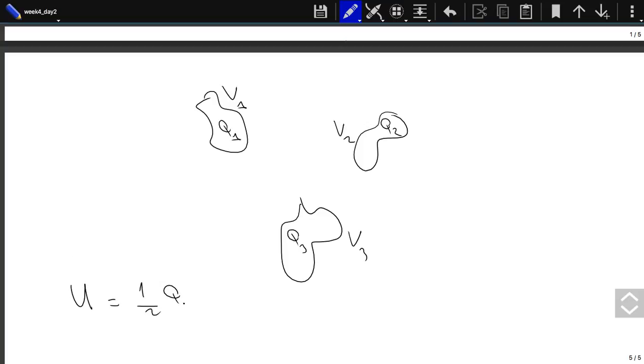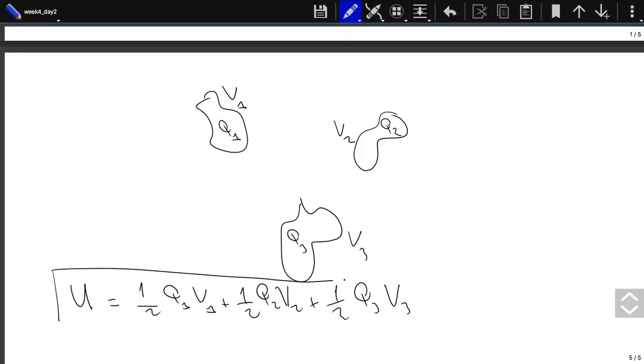So we can just write down the total energy of the system: 1 over 2 Q1 V1 plus 1 over 2 Q2 V2 plus 1 over 2 Q3 V3. And in this case, the conductors are not even point charges, but each conductor is just a collection of point charges. So this will be the energy stored in my system, the potential energy of my system of charges on conductors.